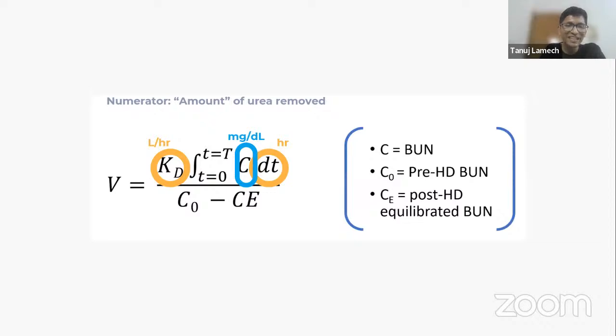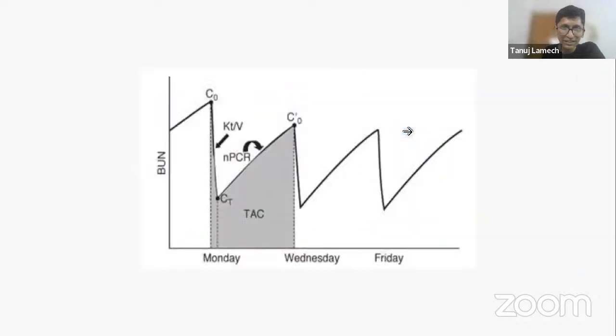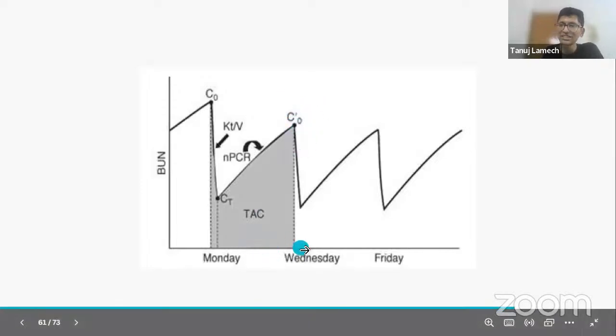But I'm just trying to say that the volume V here is modeled based on the urea change during dialysis. It is not estimated based on a formula. So that is step one, to calculate the V. The next step is you need to know what this value is. So C0 prime, that is the pre-HD urea on the next dialysis session on Wednesday.